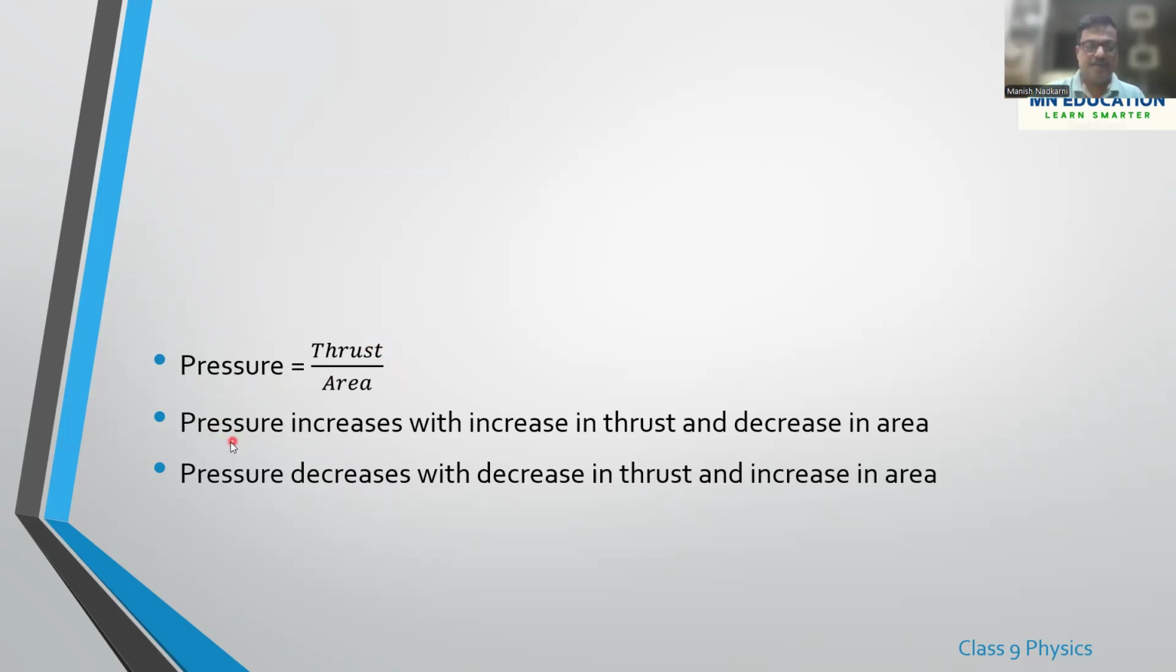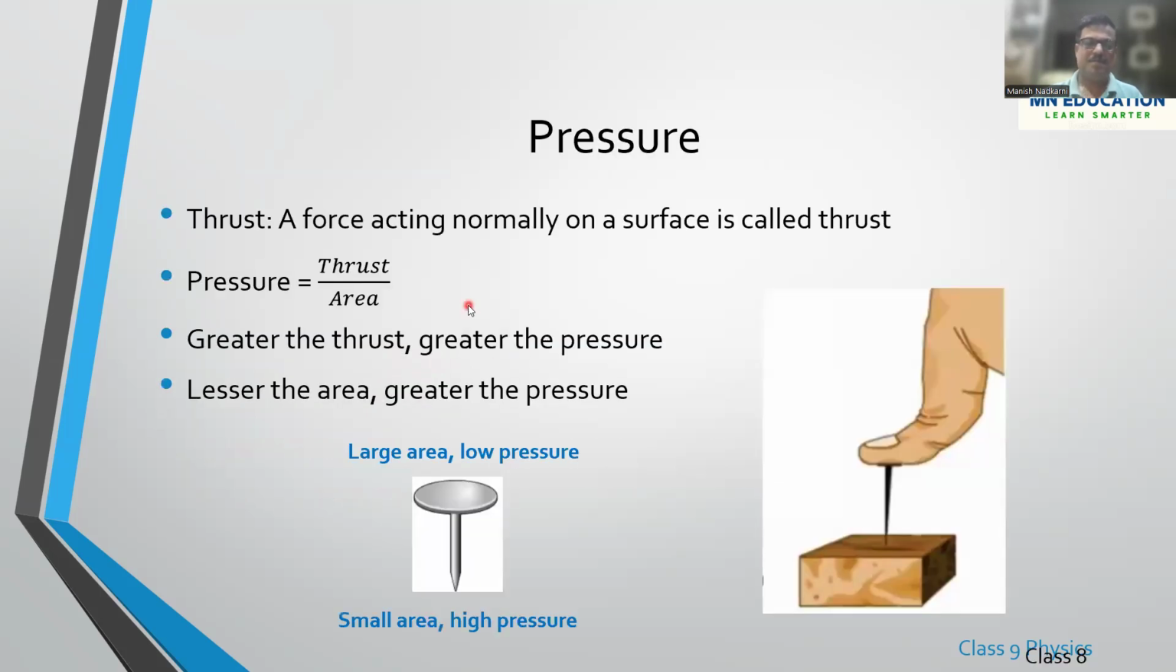The numerator is thrust, the denominator is area. Now obviously, if you want to increase the pressure, you have to increase the thrust or you have to decrease the area. Conversely, if you want to reduce pressure, you can reduce the thrust or you can increase the area. These examples will make this concept clear.